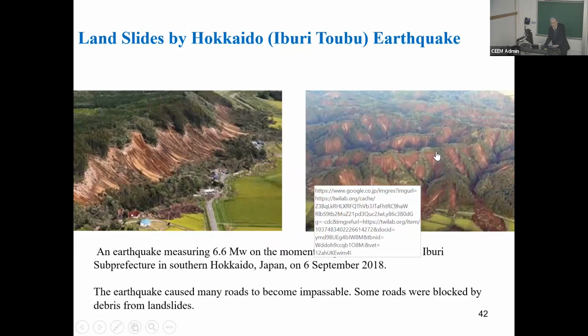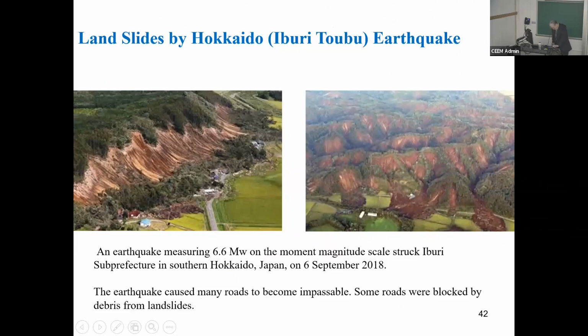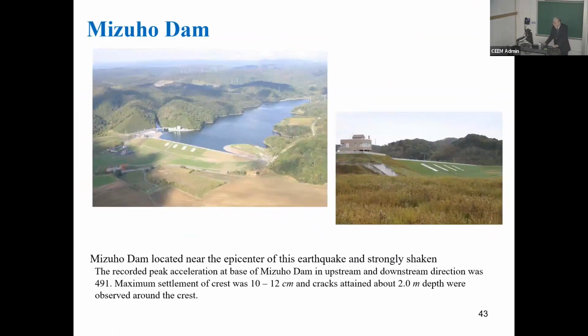Around this area, every hill or mountain slope slid down. Mizuho Dam is located near the epicenter of this earthquake and was strongly shaken.